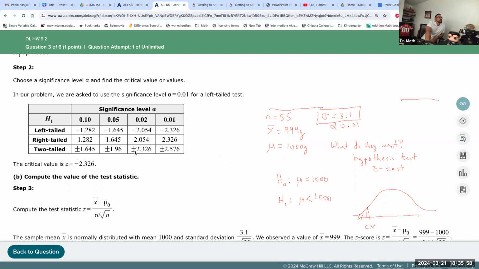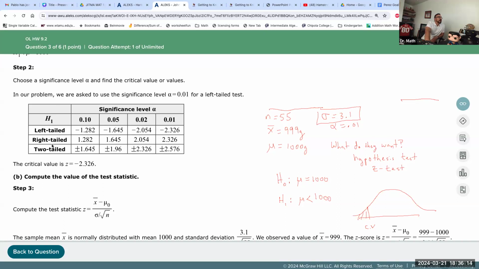So how does this work? The first thing you do using this table is you say, okay, what's my alpha level? And notice my alpha level is 0.01. So there's 0.01, bam. And then you have to decide, all right, what kind of tail do I have?